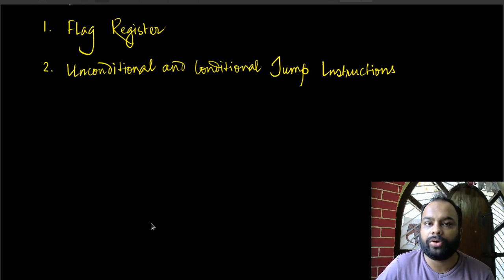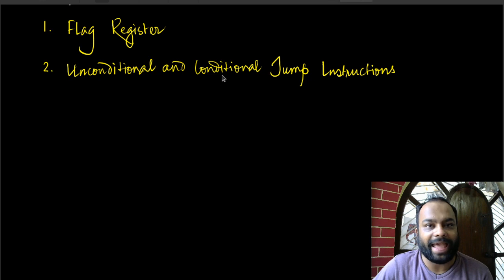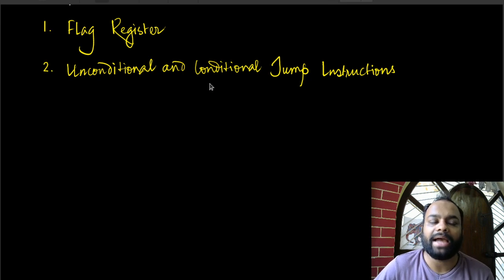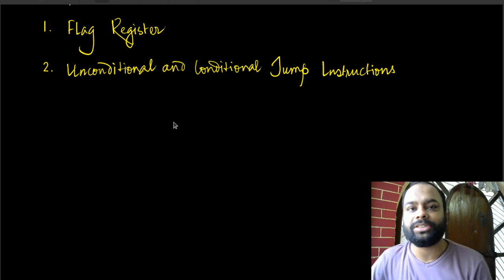The first thing we need to discuss is the status register, also known as the flag register. The flag register has 8 bits in it. I shall show you what the flag register is by doing a few operations, and then we shall jump into jump instructions, which we shall talk about later on.